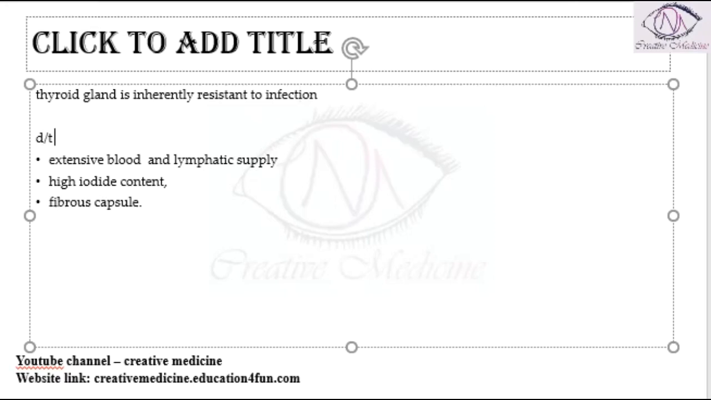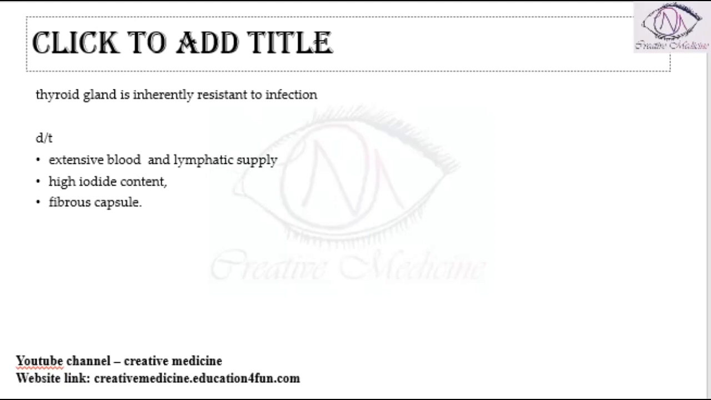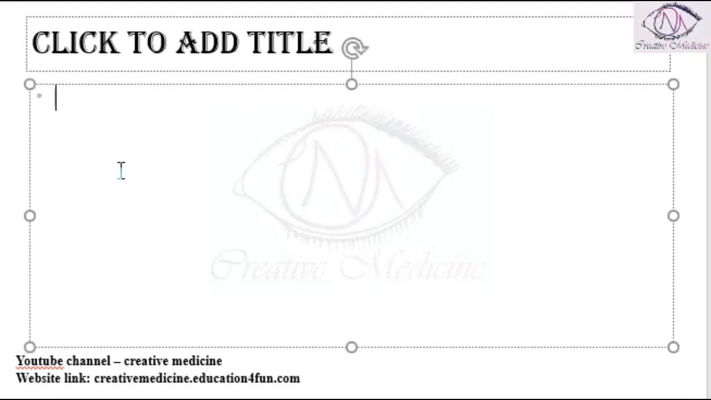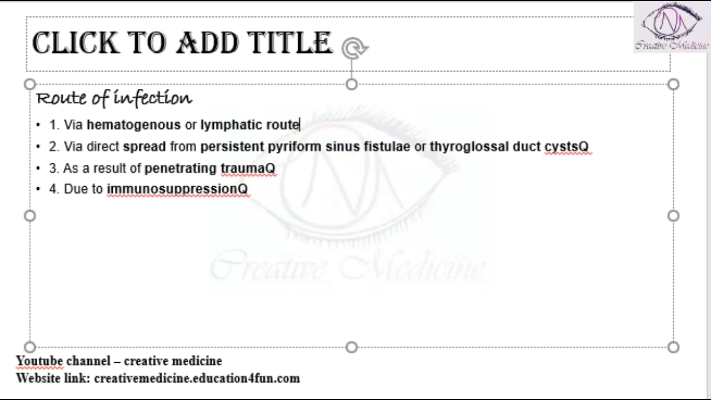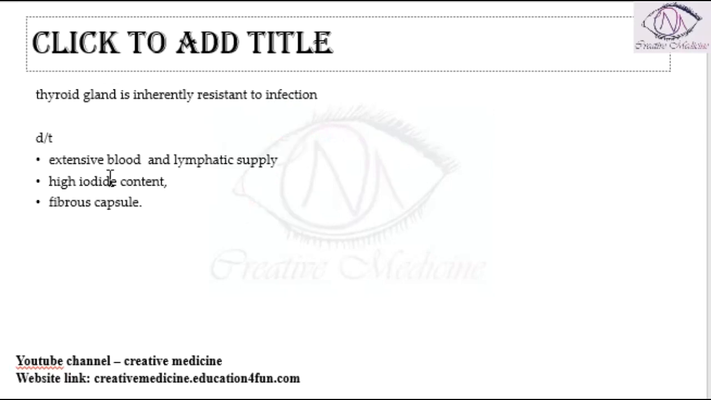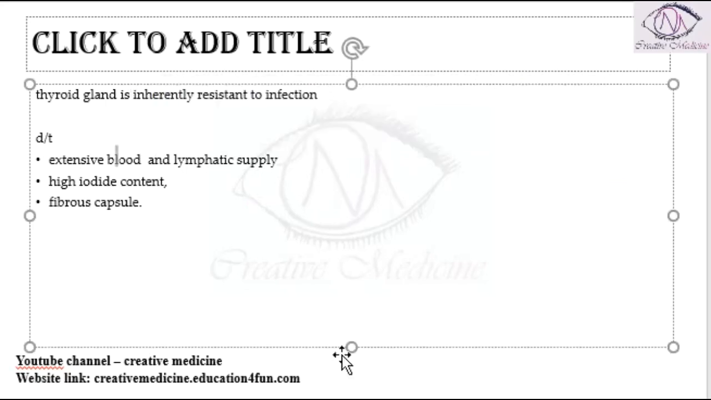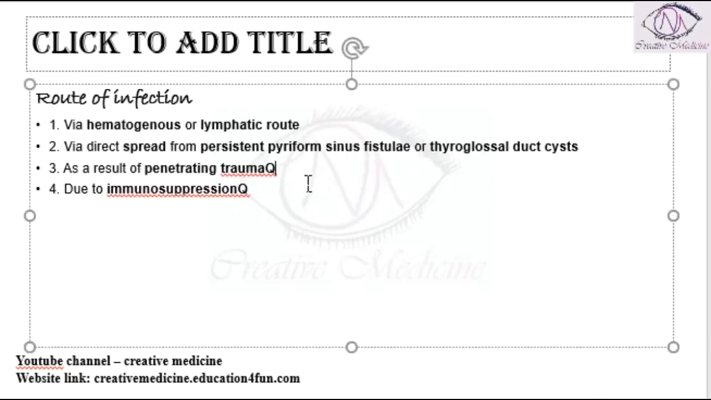But what is the route of infection? If it is so resistant, then what is the route of infection for acute suppurative thyroiditis? We have four different routes of infection. One, the infection can spread via the hematogenous route or lymphatic route. Why? Because the thyroid gland has extensive blood supply and extensive lymphatic supply, so the infection can travel via the hematogenous route and lymphatic route, or it can directly spread from a pyriform sinus fistula or thyroglossal duct cyst, which is important. So it can spread from a persistent pyriform fistula or thyroglossal duct cyst.